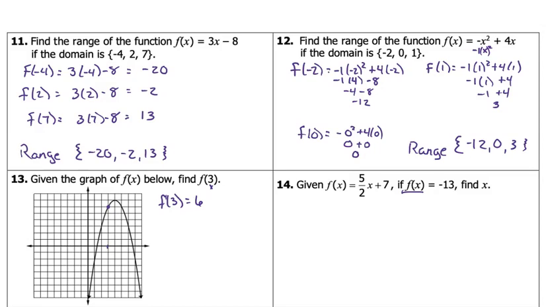So I'm going to rewrite this as negative 13 equals 5/2 x plus 7. Two-step equation. I'm going to go ahead and subtract the 7 from both sides. That will leave us with negative 20 equals 5/2 x. Now, multiplicative inverse. We're going to multiply both sides, I'm going to use a different color, times 2 over 5. We're going to flip it over, use the multiplicative inverse.